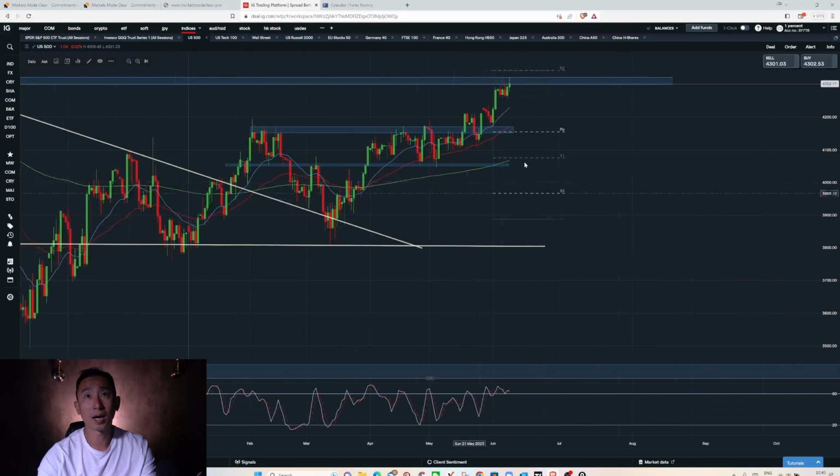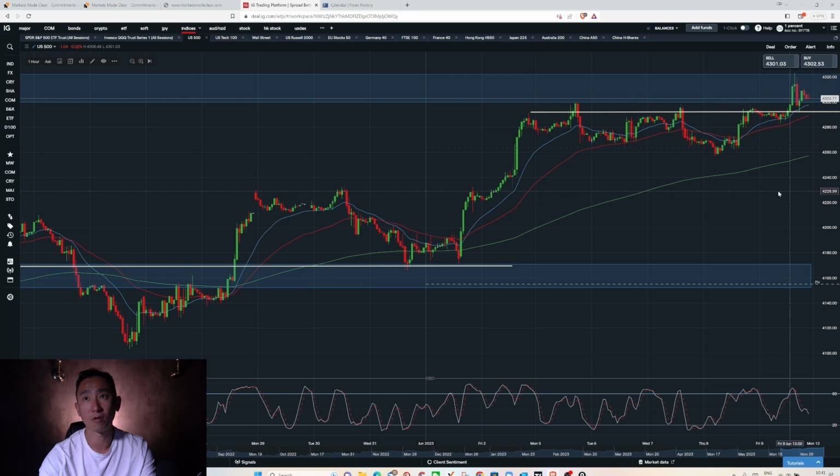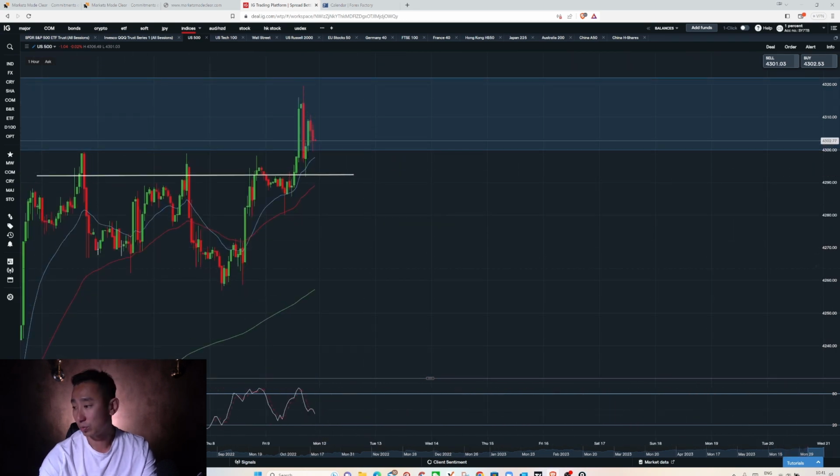So 4,300, again, we have a similar thing like the SPY. We have a doji bar through here. How am I going to trade this? If I want to trade the S&P 500 short, I like to see a break below this area here, take out this previous low area, 4,280, come back for a retest in here, perhaps Thursday.